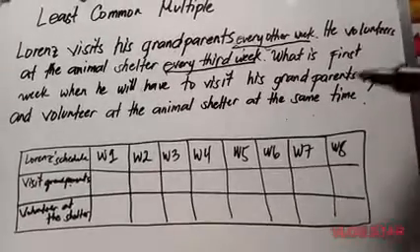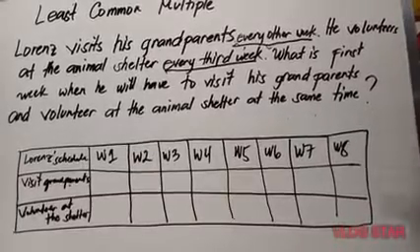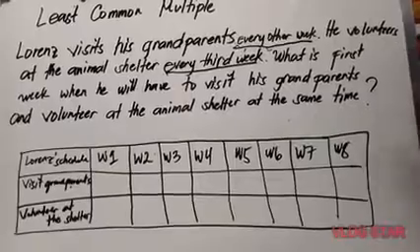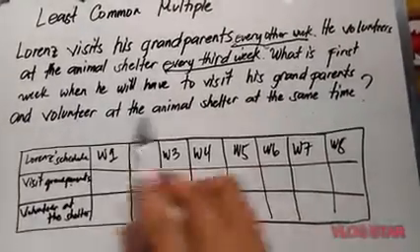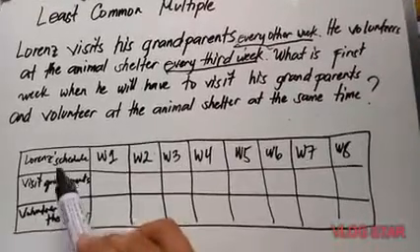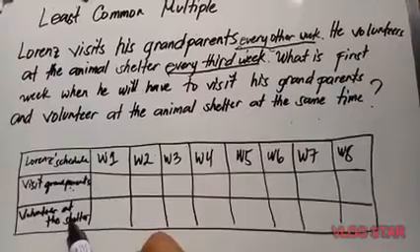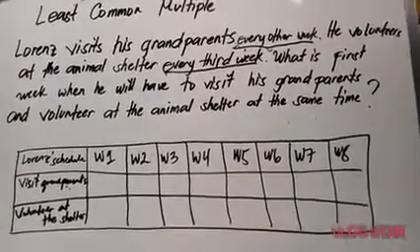So it means that we are looking for the week that he will visit his grandparents and, at the same time, volunteer at the animal shelter. So we have here a table first. This is Lawrence's schedule: visit grandparents and volunteer at the shelter. So here is week 1, week 2, week 3, week 4.